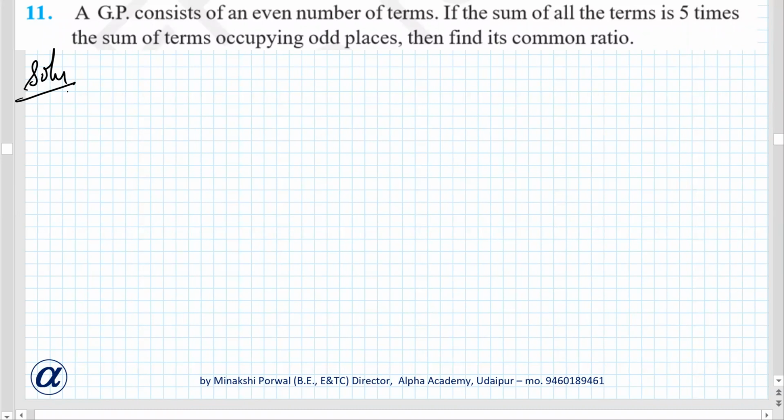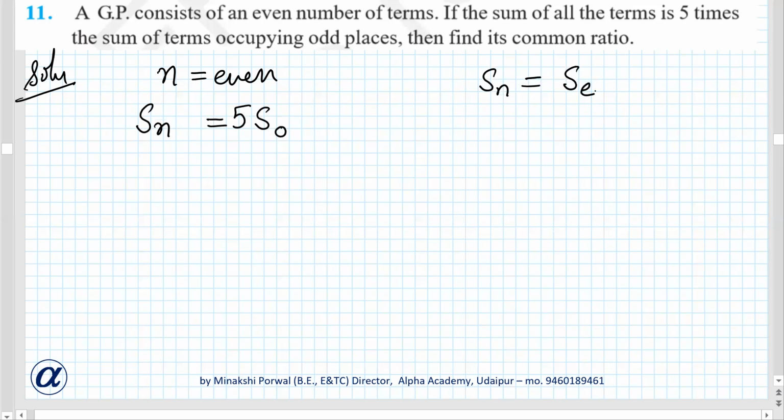So GP consists of even number of terms. Okay. So it is given that n is even. Then it is given that the sum of all the terms is 5 times the sum of the terms occupying odd places. Basically, the sum of all terms, suppose we divide it into sum of even terms plus odd terms.